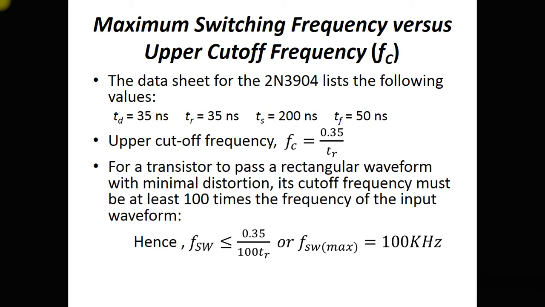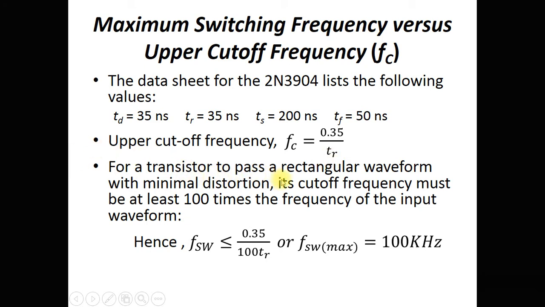Of course we are working here with the transistor as a switch, but in that case also there is an upper frequency after which it is not possible for the transistor to keep up with the input signal. So for example here the 2N3904, which is a high frequency transistor, has TD as 35 nanoseconds, TR as 35 nanoseconds, TS as 200 nanoseconds, TF as 50 nanoseconds, and the upper cutoff frequency is given here as 0.35 divided by TR, that is the rise time.